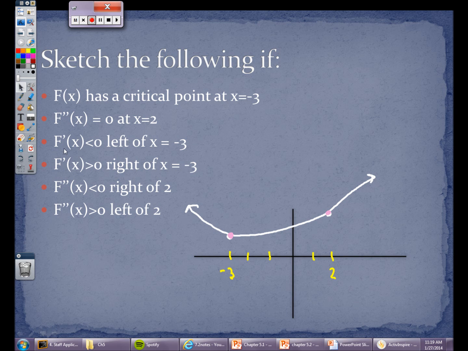The third bullet, f prime is less than 0 to the left, that indicates that the function is decreasing. And as you can see, the function is coming downhill. The fourth bullet, f prime, the first derivative, is greater than 0 to the right, tells me that the function is increasing. So everywhere after -3, the function has to be going uphill. So I have to have a decreasing function, then it turns into an increasing function with a concavity change at 2, going from concave up to concave down.